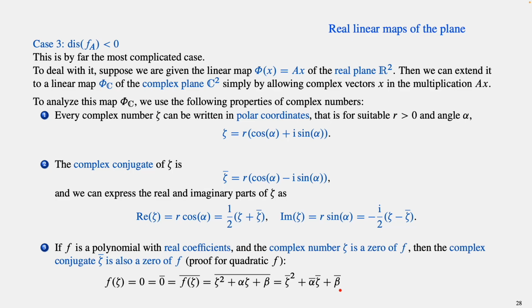And now we use that we assumed the coefficients alpha and beta of our polynomial are real. That means they're unchanged under complex conjugation. So this is in fact zeta bar squared plus alpha zeta squared plus beta, but this is nothing else than f applied to zeta bar. So with this reason here, we see that if f zeta is equal to 0, then f zeta bar is also equal to 0. So in particular, if we know for a real polynomial one complex 0, we automatically know a second complex 0, namely the complex conjugate of that complex 0.